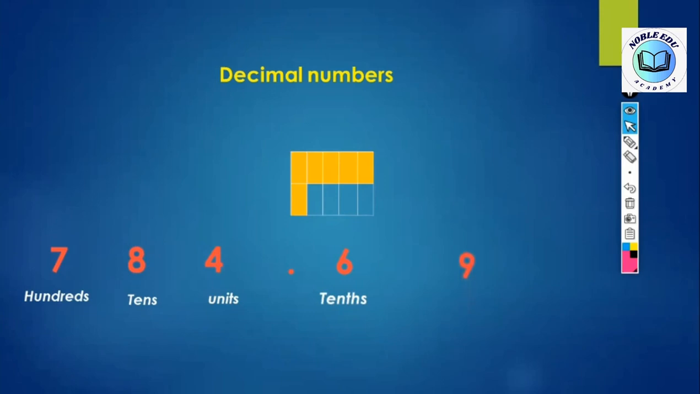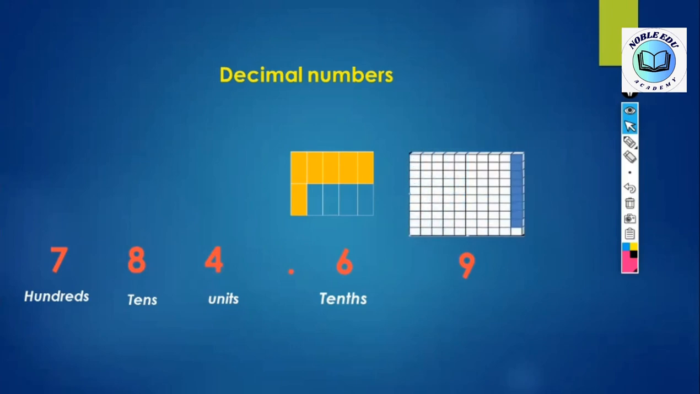I have 9. What about the point here? The number in front of the point, 69. 69 hundredths. So I have here a rectangle divided into what? Divided into 100 equal parts, and I have only the number 9. So 9 is what? Divided into 100, so the place value of 9 is hundredths.